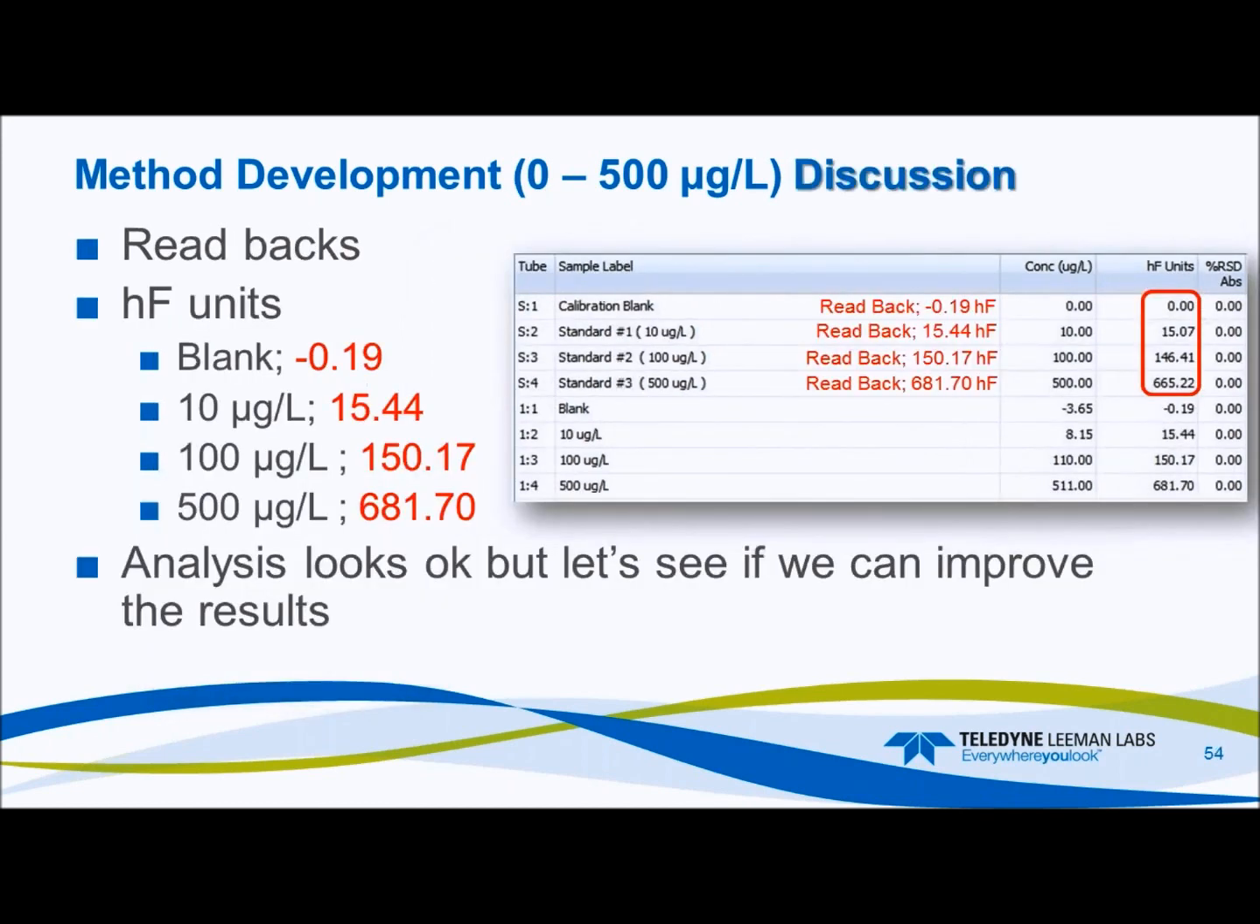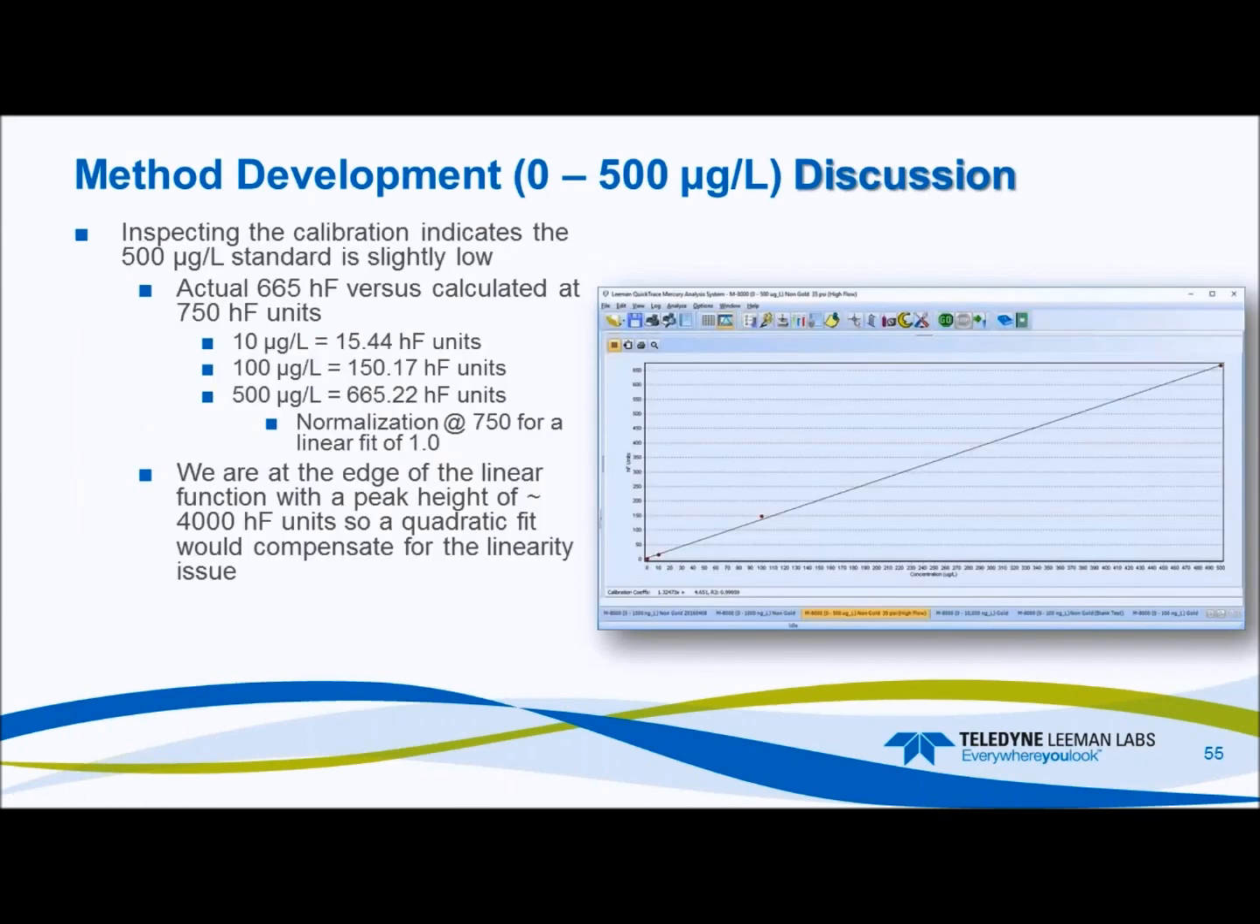So the blank is 0.19, so that's basically 0 like over here. The 10 is 15, and here 15.7, 15.4. The 100 is 146, 150. The 500 is 665 and 681. Relatively the same. So it looks okay, but let's see if we can improve.